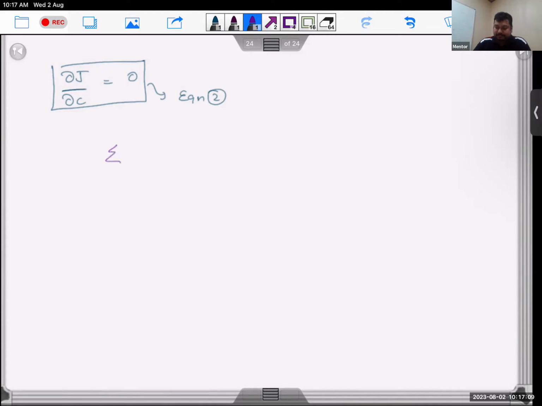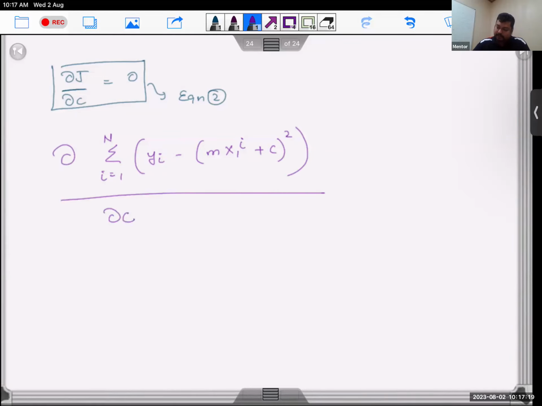This is your function. I'm just rewriting this carefully. I want to differentiate this function with respect to C. Once again, I want to partially differentiate this function with respect to C, and then equate it to 0.